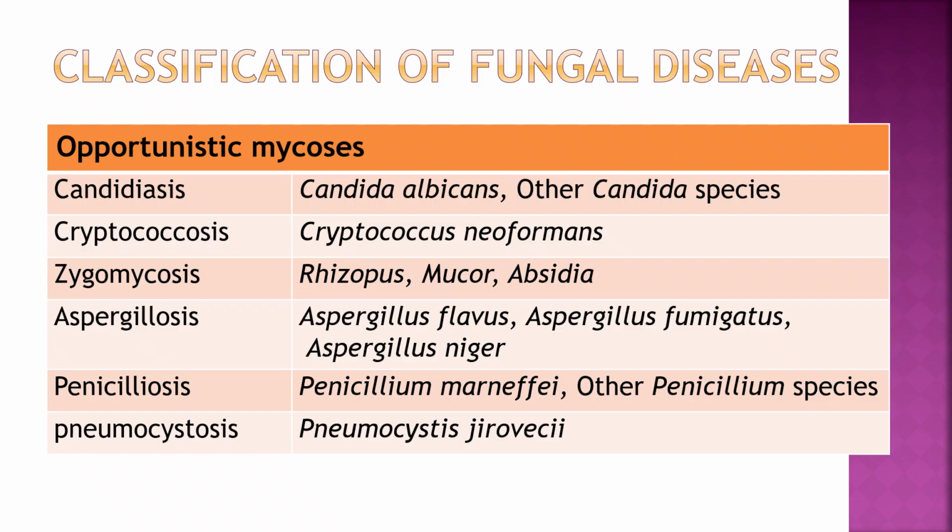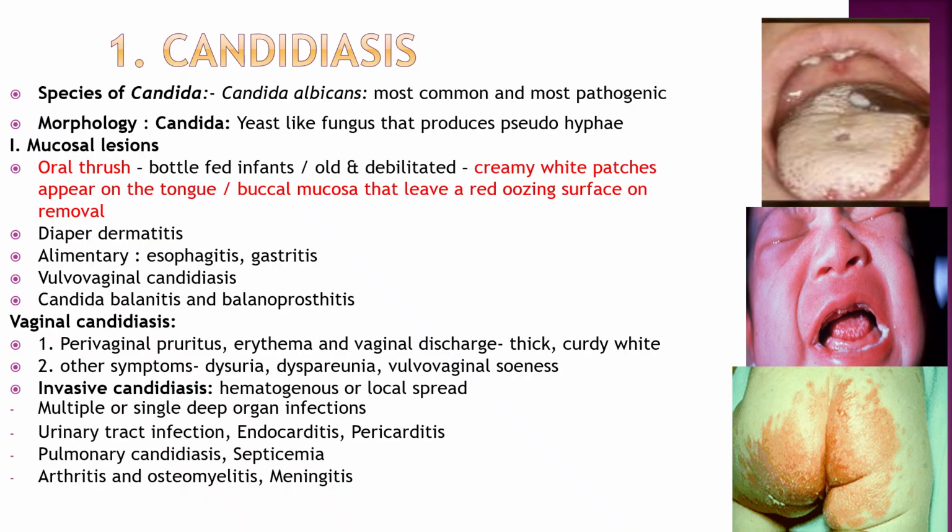Opportunistic mycoses: candidiasis, Candida albicans; Cryptococcus neoformans; zygomycosis, Rhizopus, Mucor, Absidia; aspergillosis, Aspergillus flavus, Aspergillus fumigatus, Aspergillus niger; penicilliosis, Penicillium marneffei; and Pneumocystis jirovecii. Candidiasis: species of Candida, Candida albicans is the most common and most pathogenic. Morphology is like a fungus that produces pseudohyphae.